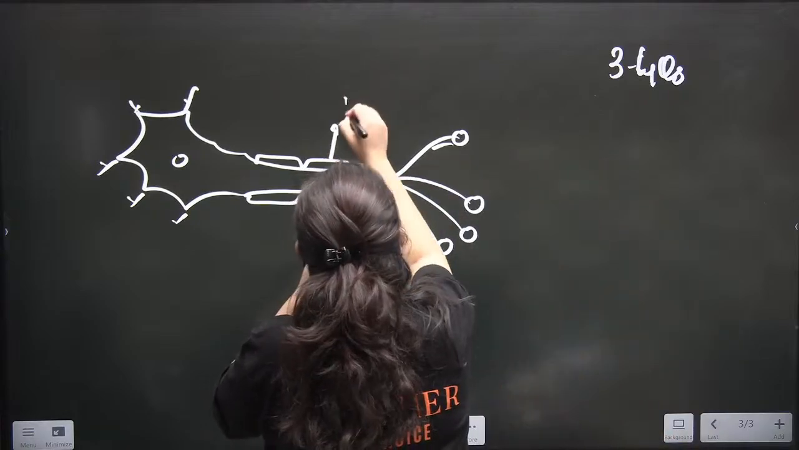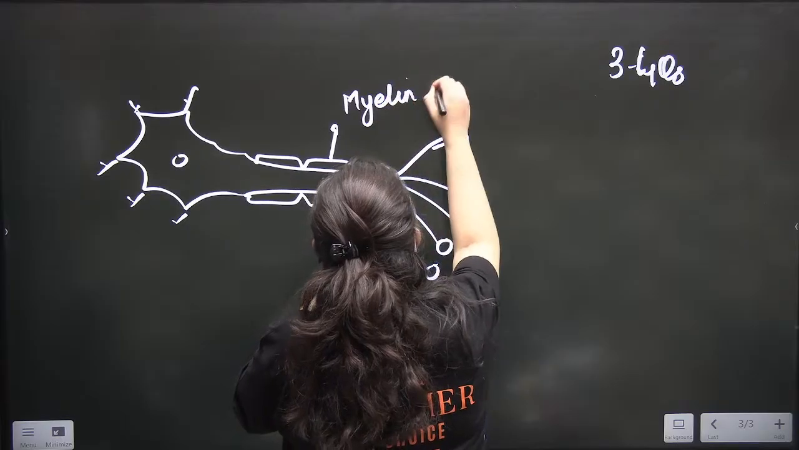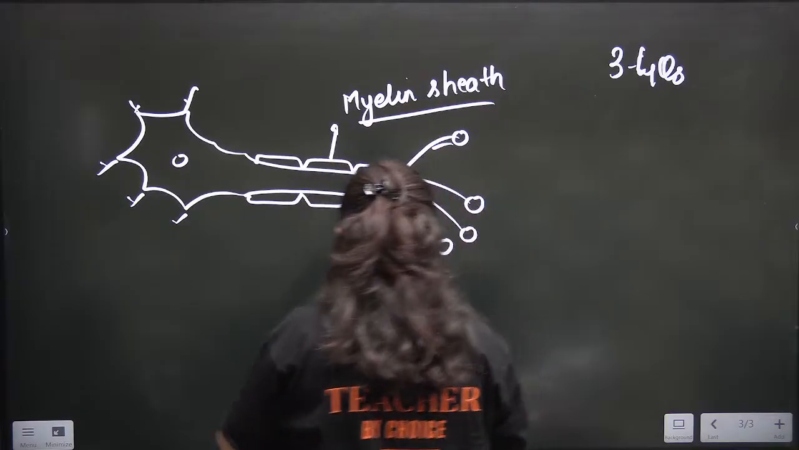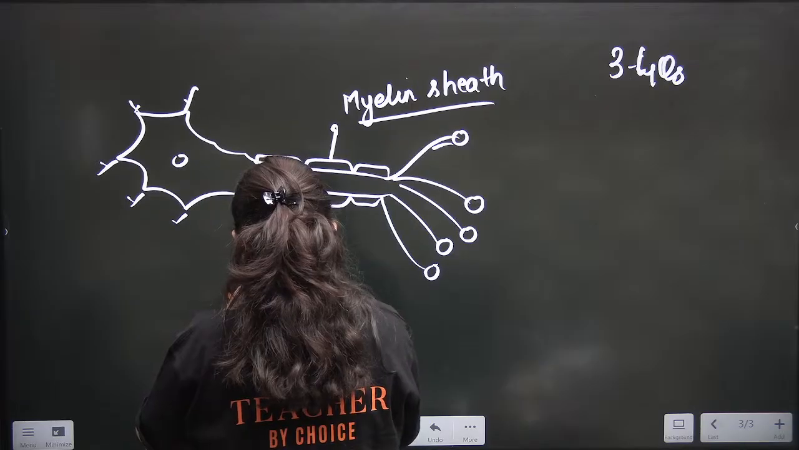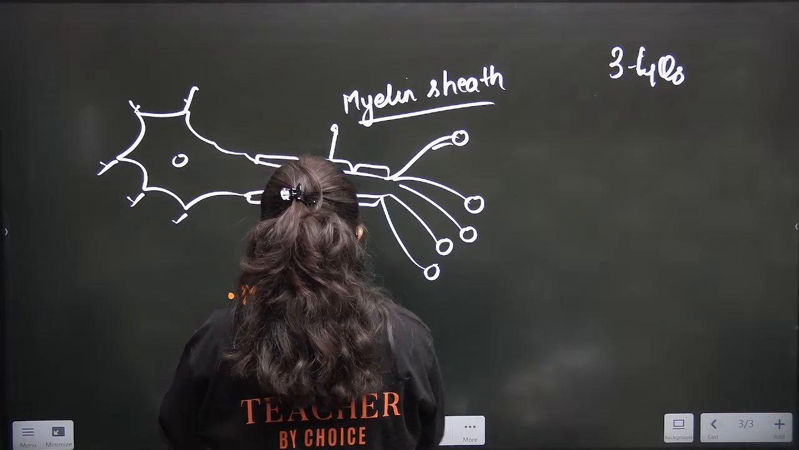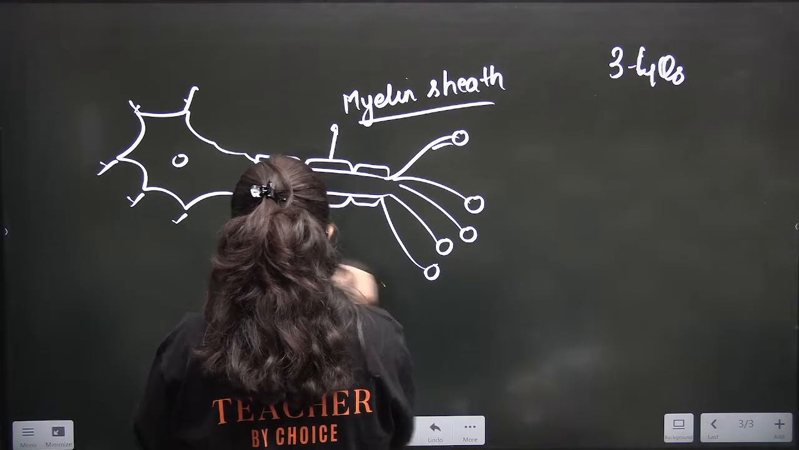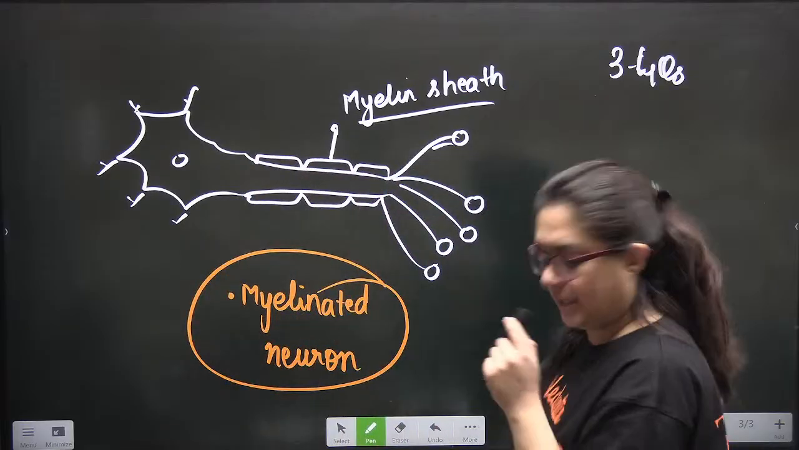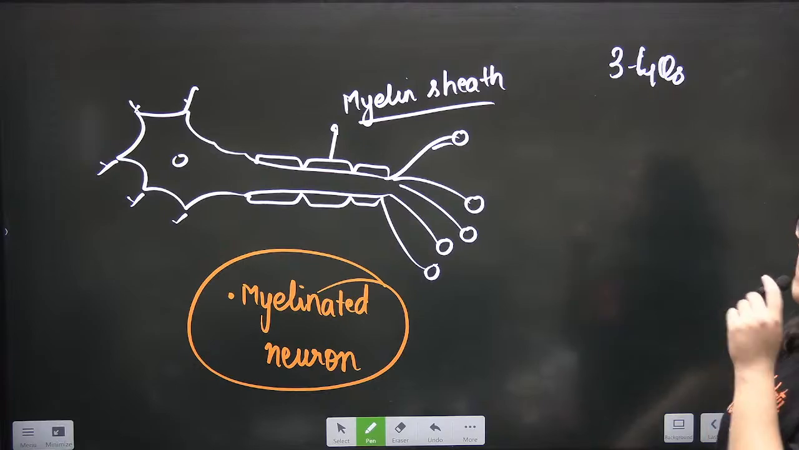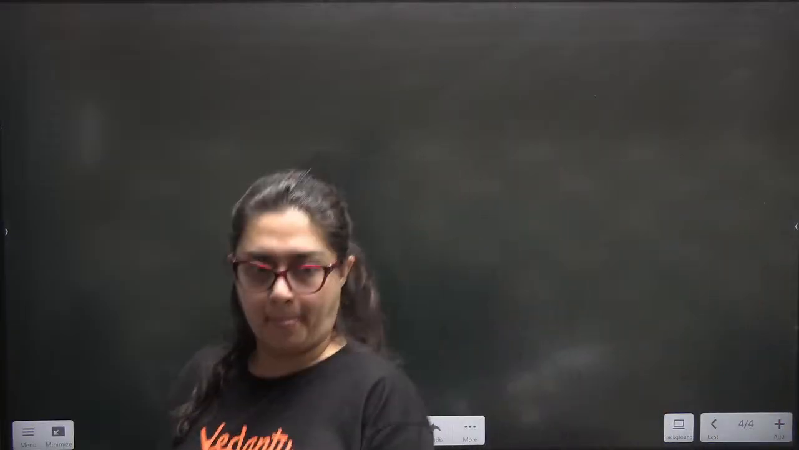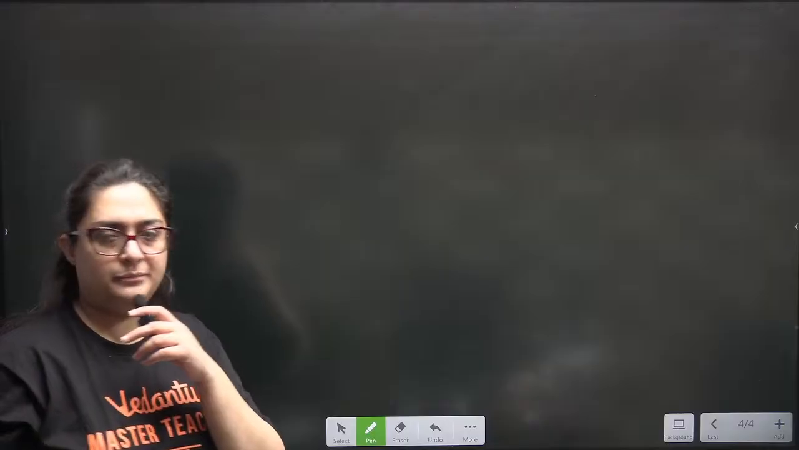This is myelin sheath. So it is the myelinated neuron. Myelinated neuron. Done. Is it clear to everyone?